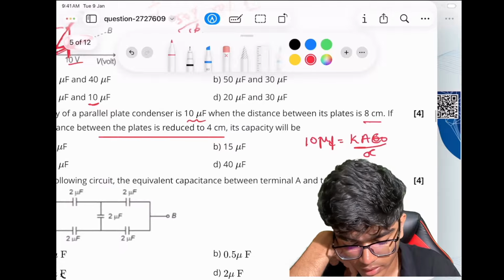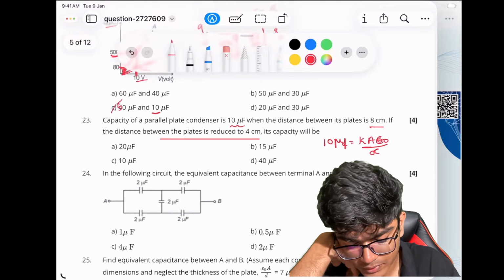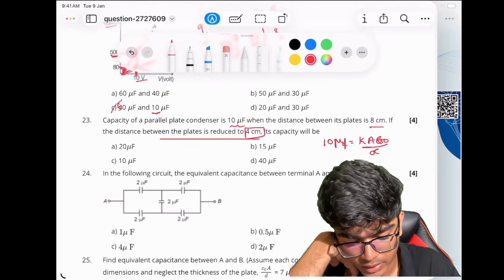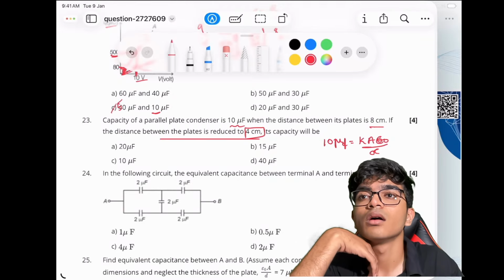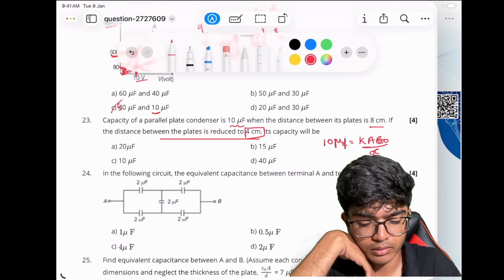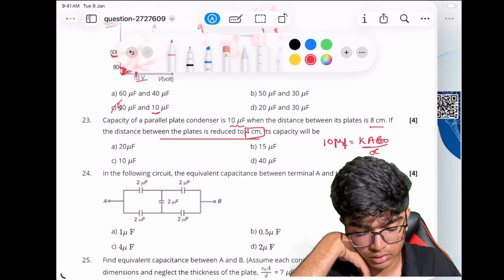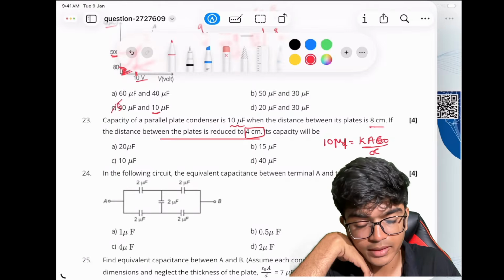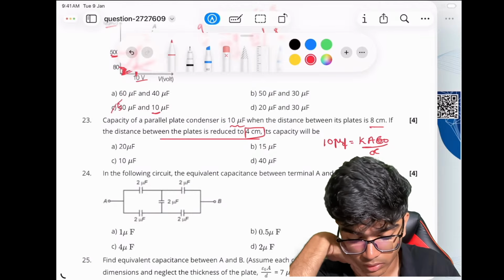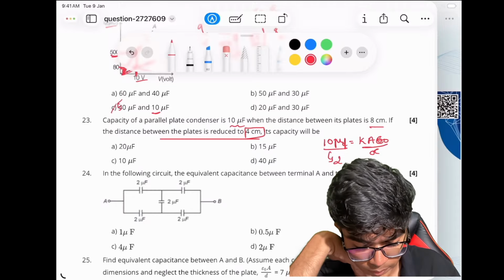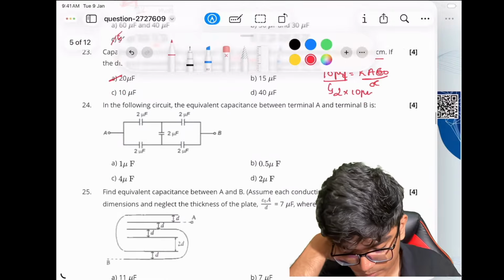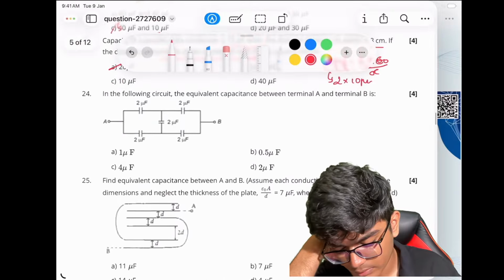Now what are they doing? The distance is reduced to 4 centimeters. 8 centimeters, if it becomes 4 centimeters now, it is basically multiplying it with 2. So your capacitance will become 2 times of whatever it was previously, so 2 into 10 microfarad is nothing but 20 microfarad. Okay, fine, done.